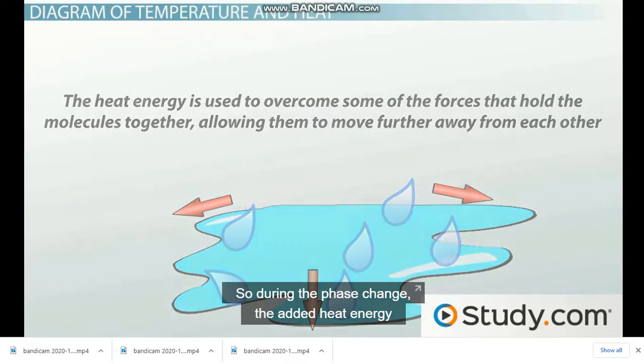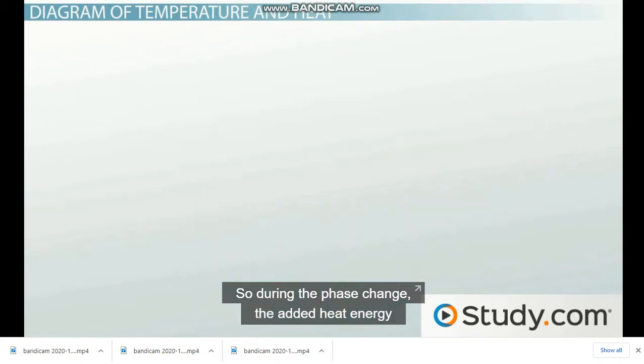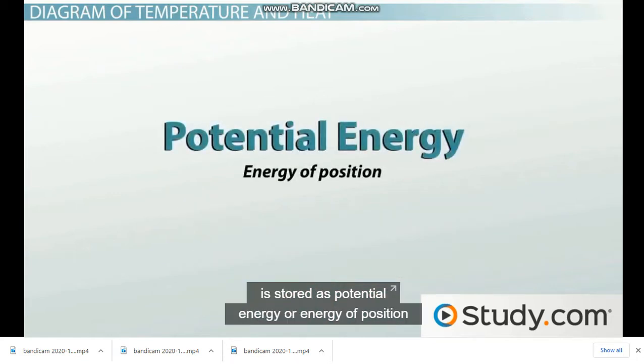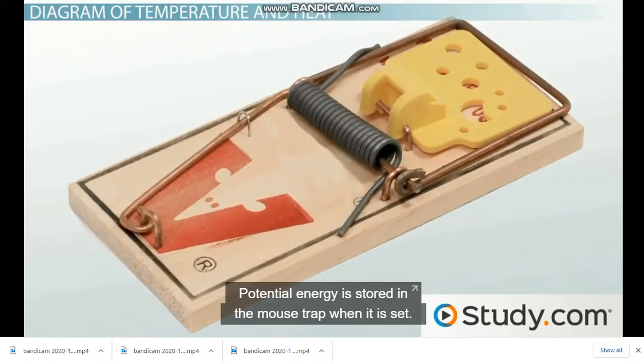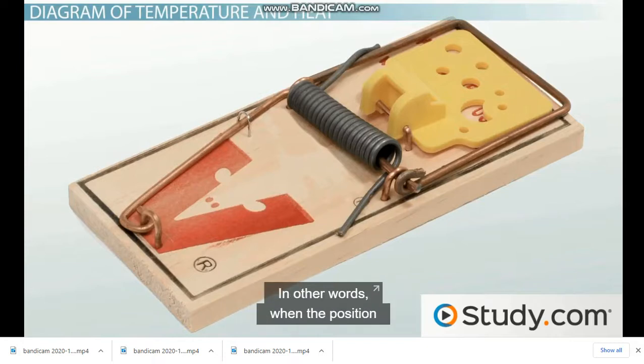So during the phase change, the added heat energy is stored as potential energy, or energy of position, as the molecules are now further apart. This is kind of like setting a mousetrap. Potential energy is stored in the mousetrap when it is set. In other words, when the position is changed.